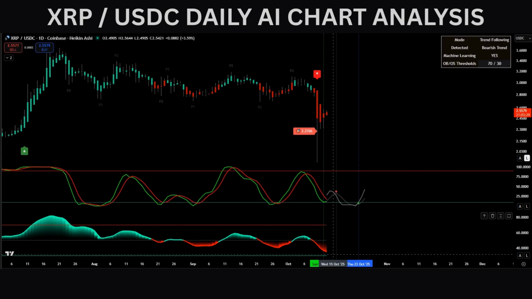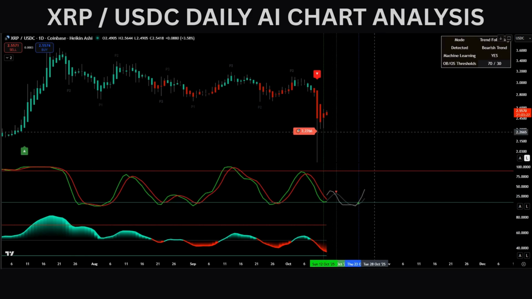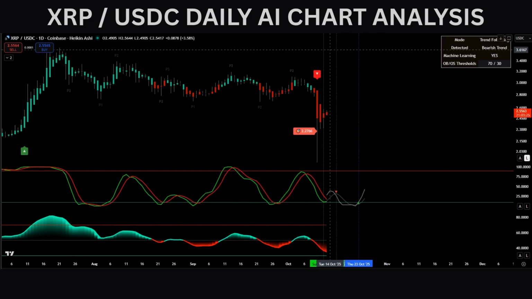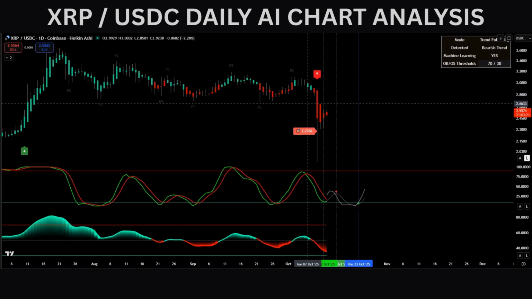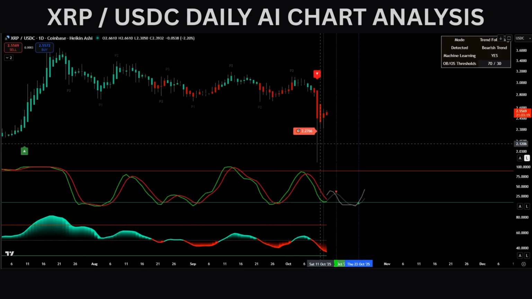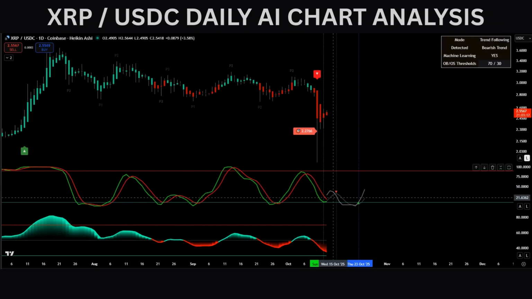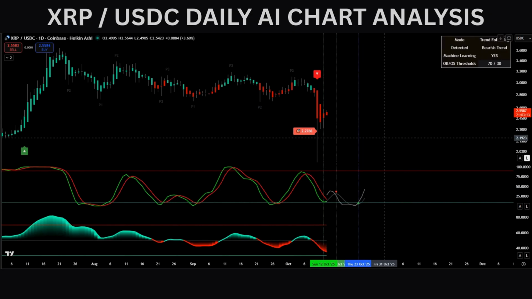This combination typically signals that we're nearing the end of a short-term correction, with a potential setup for a relief bounce or continuation of the broader bullish trend, as long as XRP can hold above key support zones near 2.20 to 2.25. From a purely technical standpoint, again, this is not financial advice. The indicators suggest a possible short-term stabilization phase.